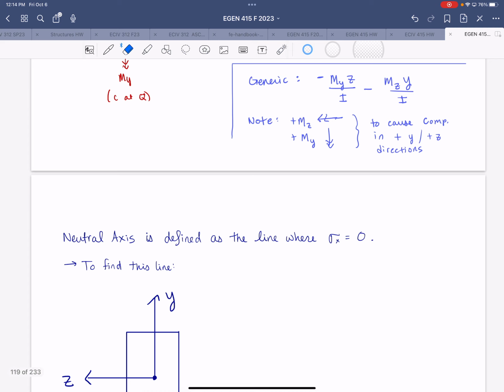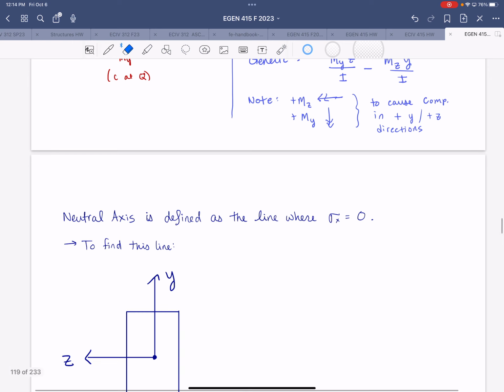All right, so the fun thing with skewed loads is that the neutral axis is also going to be skewed, but not necessarily by the same angle as the load. So we need to identify the orientation of the neutral axis. And we know that the neutral axis is defined as the line through the cross section where the normal stress is equal to 0.